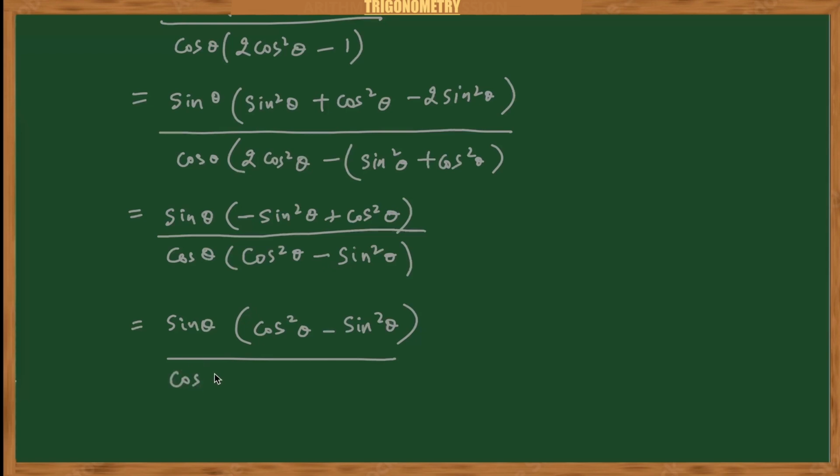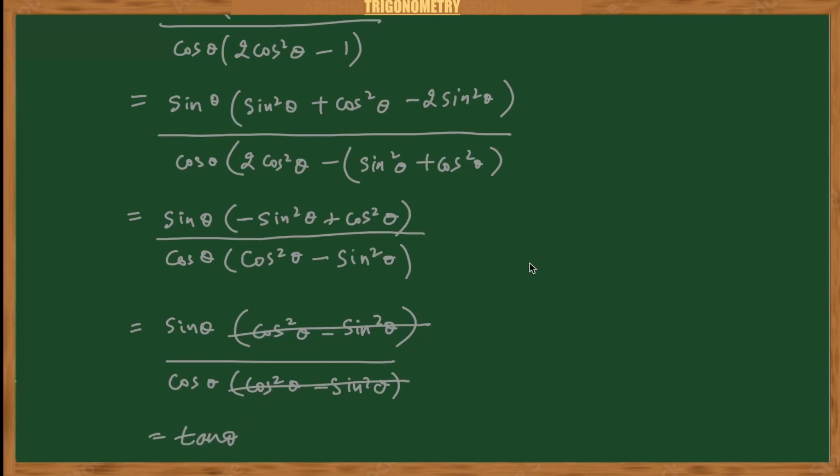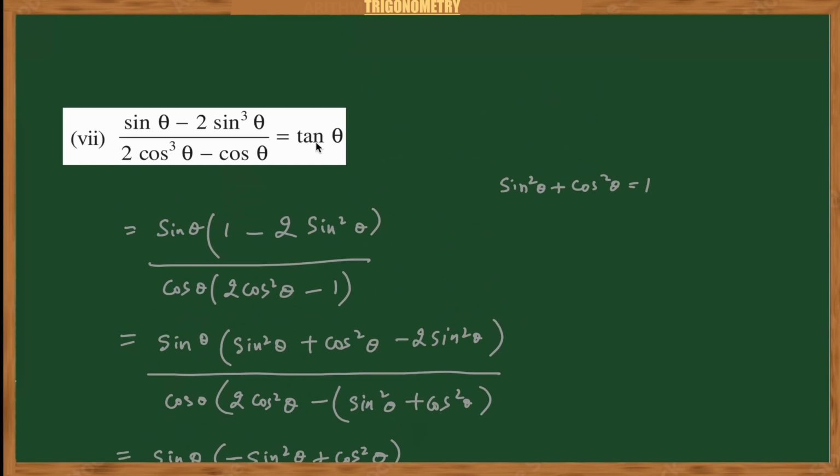So at the denominator we have cos square theta minus sine square theta. This gets divided, remaining is sine by cos, and we know sine by cos is tan theta. So this is the expected tan theta.